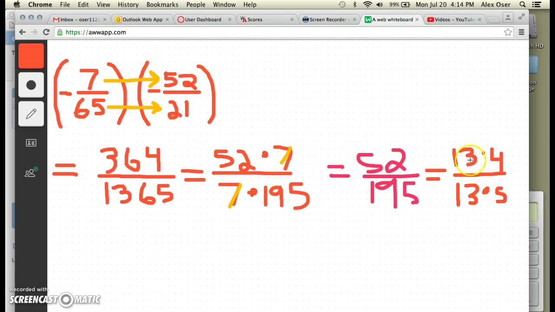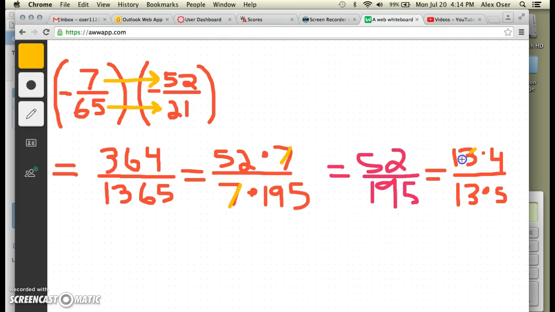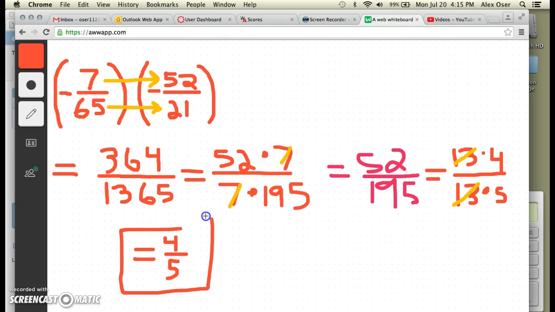All right, so these factors of 13 that we find in our numerator and denominator cancel. So when we cancel out these factors of 13, we see that we are left with the fraction 4 over 5. And that, in this case, is going to be our final answer, as that cannot be reduced any further. So we get 4 all over 5. I just wanted to finish that problem up for us so we saw the final answer there.